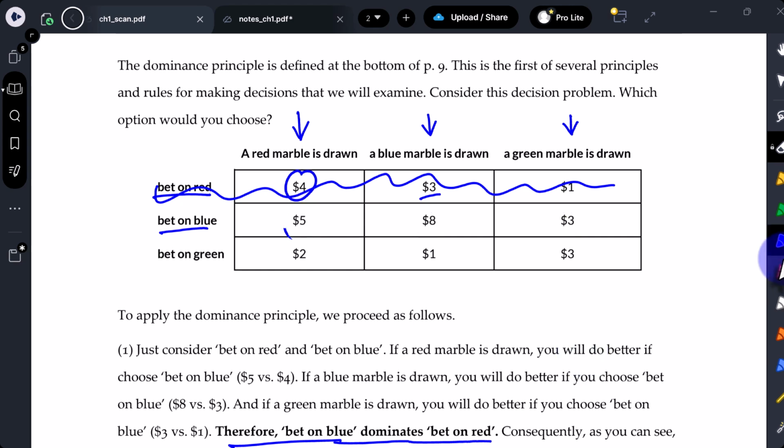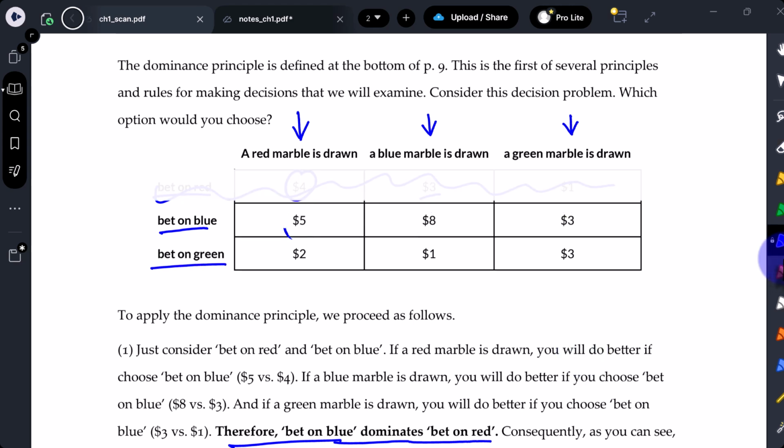Now, let's look at bet on blue and bet on green. And again, we'll go state by state. So if a red marble is drawn, you get $5 if you choose bet on blue and $2 if you choose bet on green. So bet on blue is better. If a blue marble is drawn, you get 8 versus 1. So again, bet on blue is better. And if a green marble is drawn, you do the same.